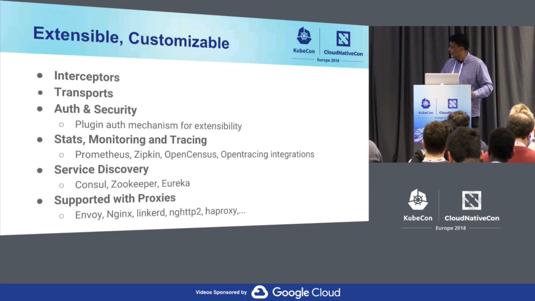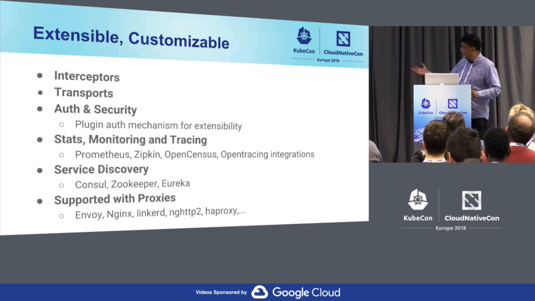Same for service discovery. And gRPC works with lots of supported proxies. Envoy has been a great partner. Nginx recently added support for gRPC. So you can use all these load balancing proxies, or whatever proxy you're using, with your gRPC applications.